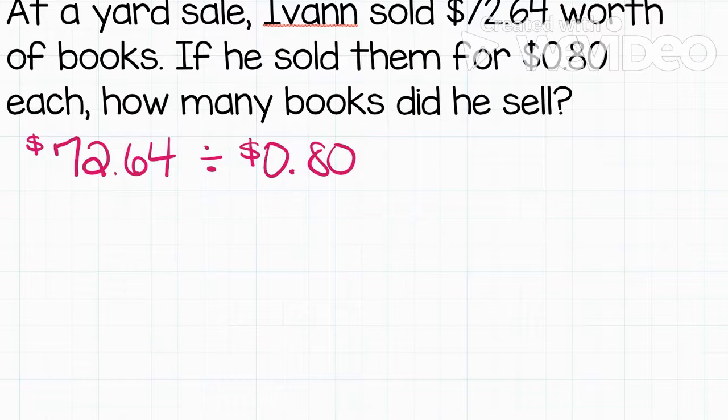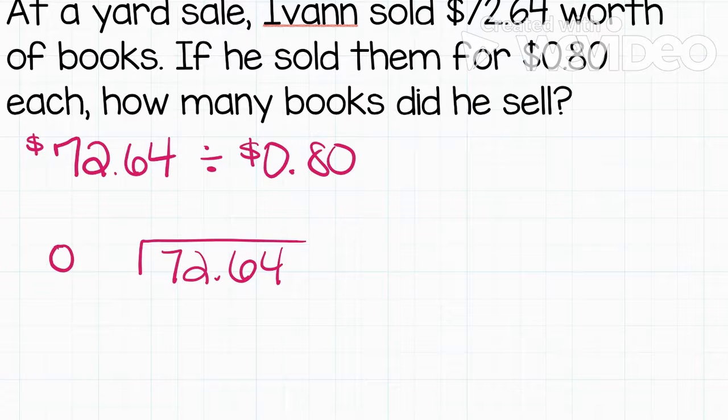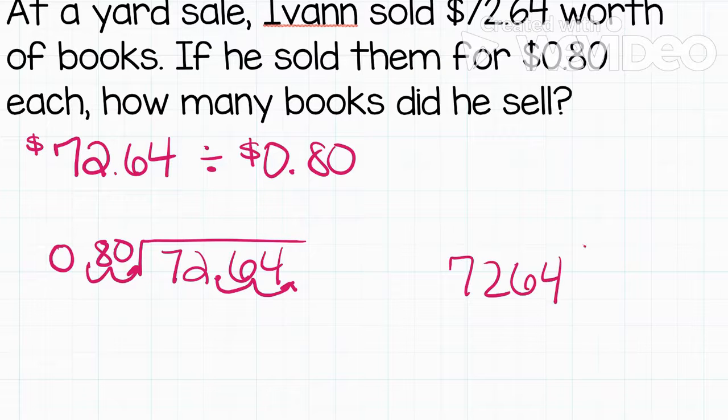So how my problem looks is like this. Remember, your divisor must be a whole number, so it can't have decimals. I'm going to move the decimal in the divisor 2 times to the right, so I have to move the decimal in the dividend 2 times to the right as well. So now it's 7,264 divided by 80.